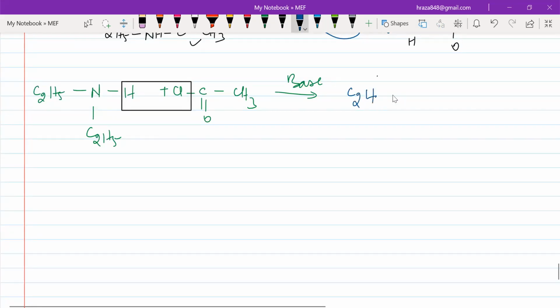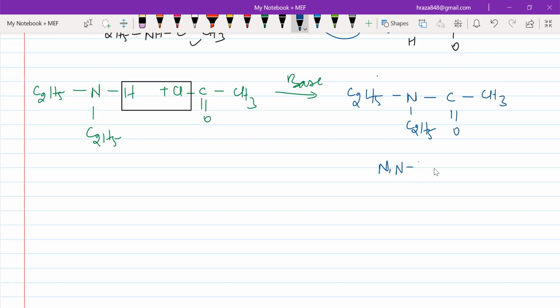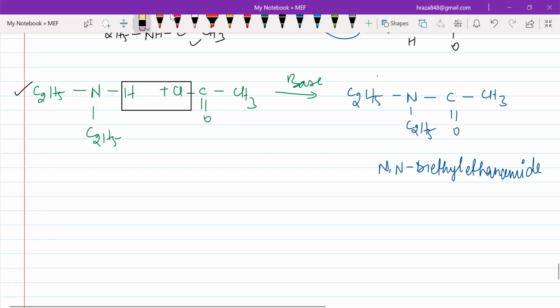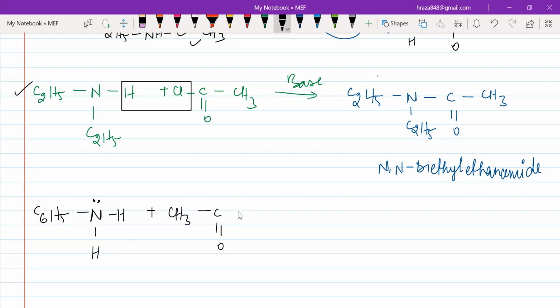So what you will be getting, C2H5 and C2H5, and then this will be C double bond O and then CH3. So this has a name, which is N,N-diethylethanamide. So it's very easy, right? And again, if you are going to react with acid anhydride, like C6H5NH2, that means basically this is your primary amine, and if you are going to react this with acid anhydride, it's also very easy.